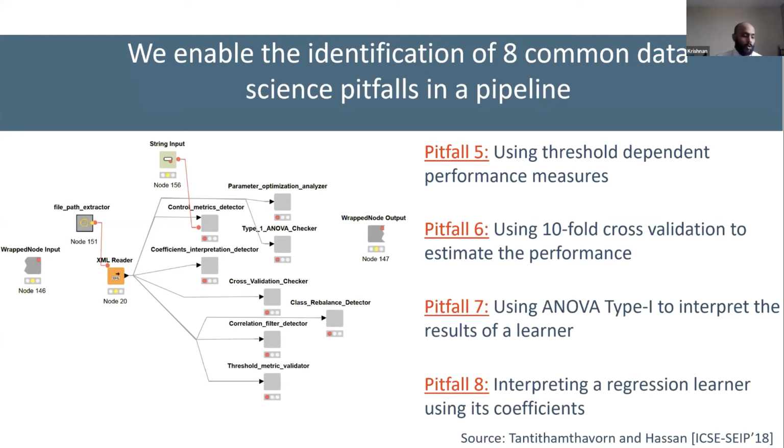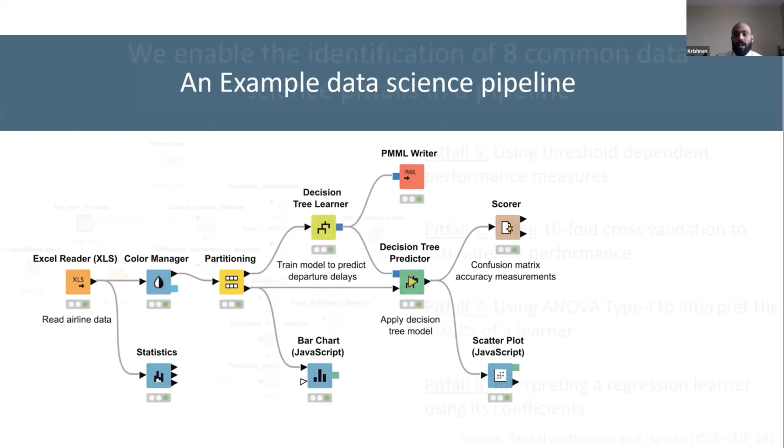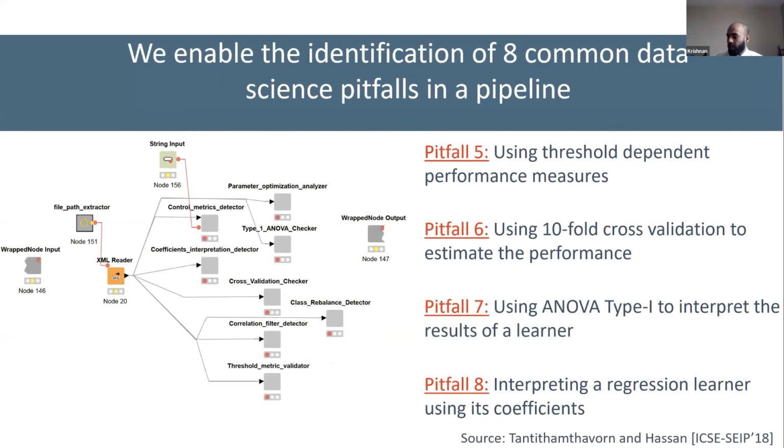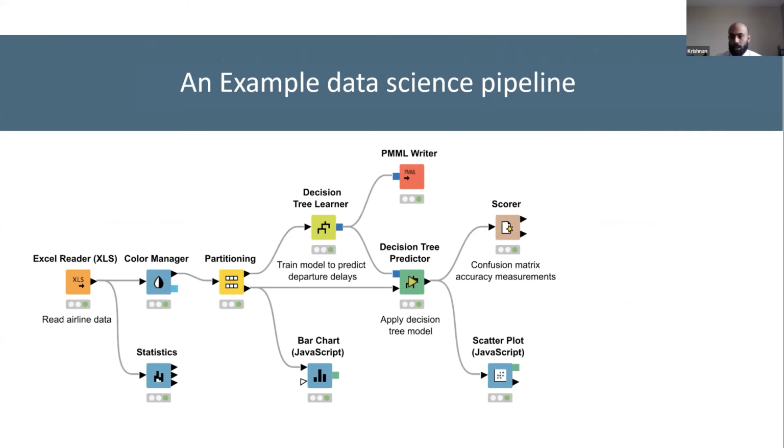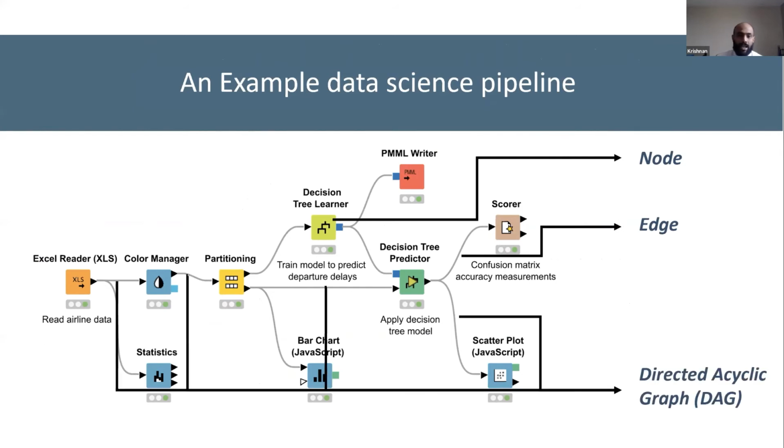So the nice thing about our approach so far is that it is implemented in KNIME and available as a meta node in KNIME, but it is also just an approach which can generalize well. Before I go into how the approach works or how we detect these pitfalls, just to make sure that we're all using the same terminology, I call this a node, I call this an edge, and I call the whole connection a directed acyclic graph.